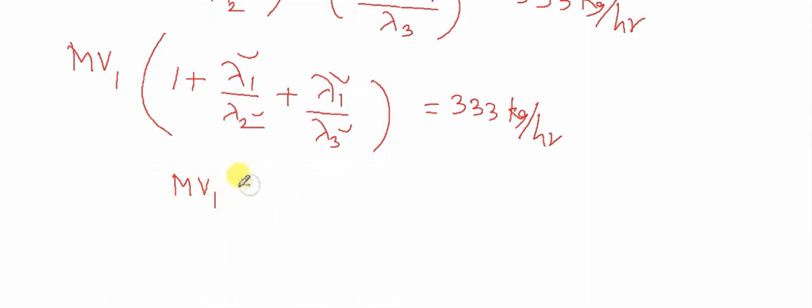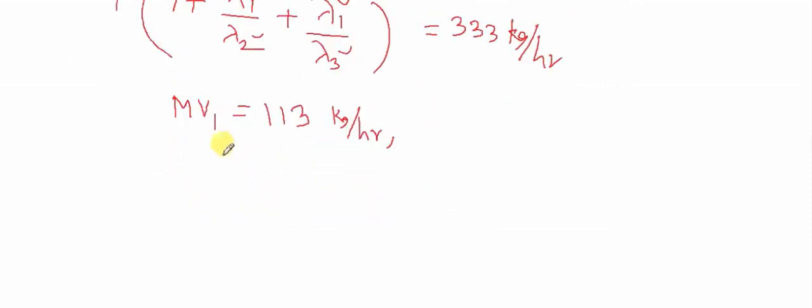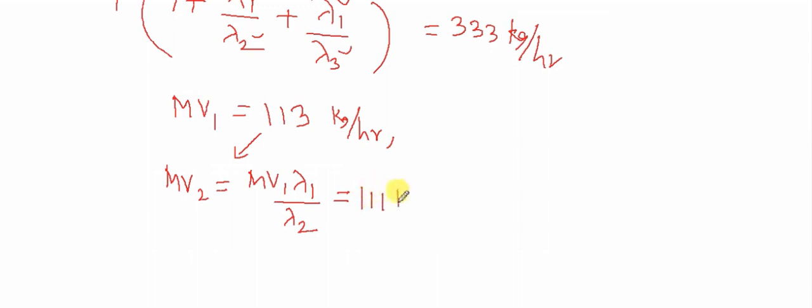mv1 you will get equal to 113 kg per hour. Then you substitute this mv1 in this equation, that mv2 is equal to mv1 lambda 1 divided by lambda 2. You get the value of mv2 as 111 kg per hour.